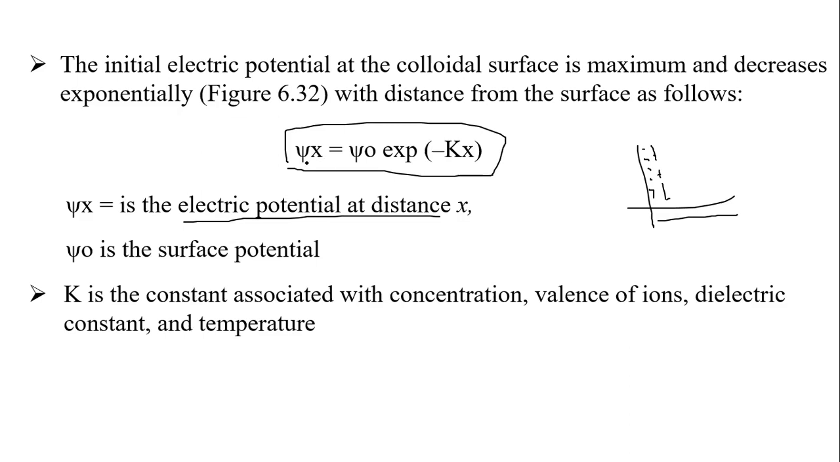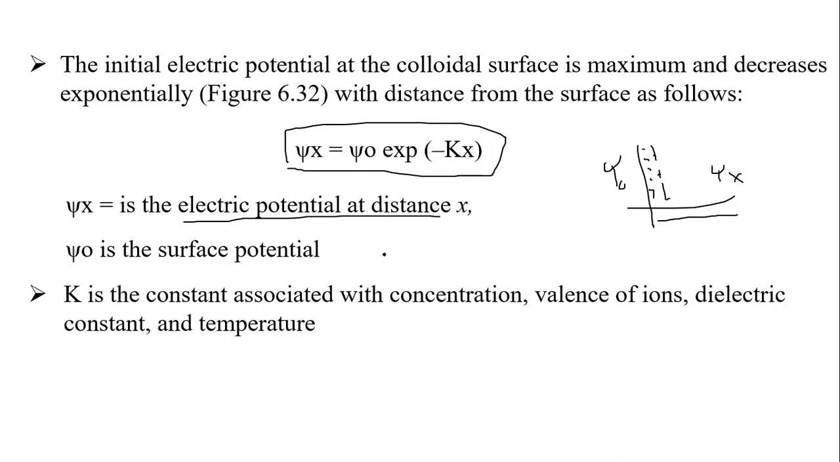So psi x is nothing but the electric potential at a distance x. Psi naught is nothing but the surface potential. This is psi naught, and this is psi x, the electric potential at a distance.